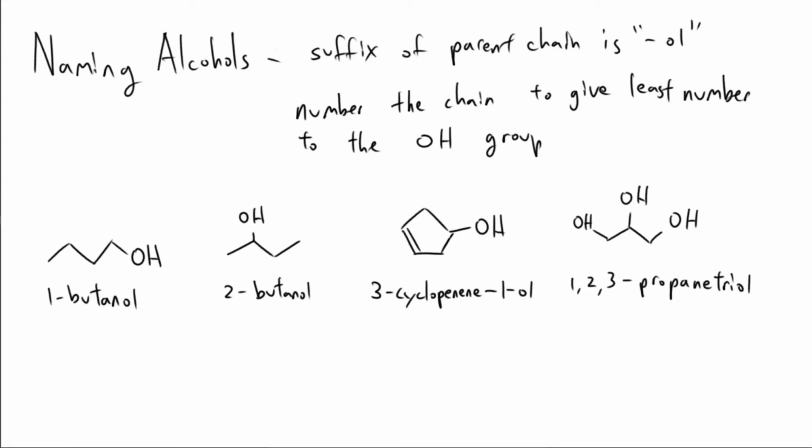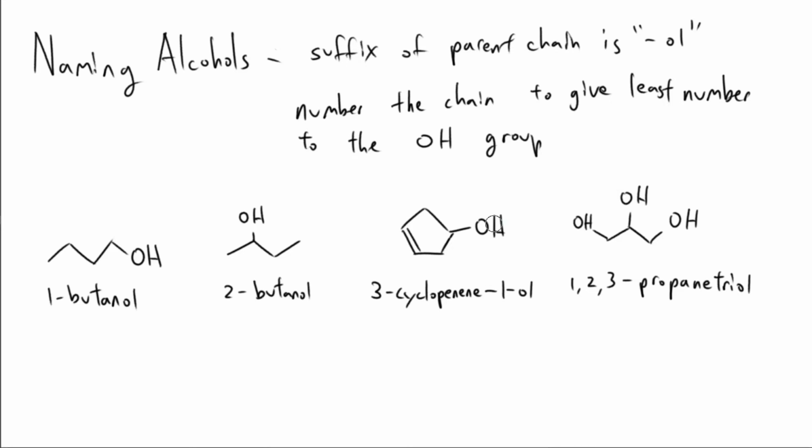And finally, you need to be able to know how to name alcohols. So the suffix of an alcohol compound is OL, and the number on the chain is given to the least number away from the OH group. So for example, here we have a 1-butanol, because it is one carbon from an OH. This one would be 2-butanol, because it's two carbons before you can go to an OH. And you always number the chain to the least number to the OH group.